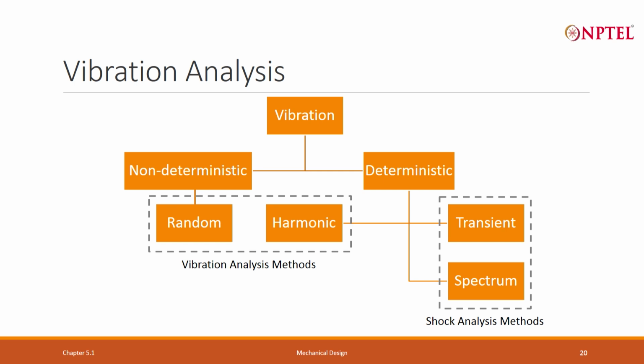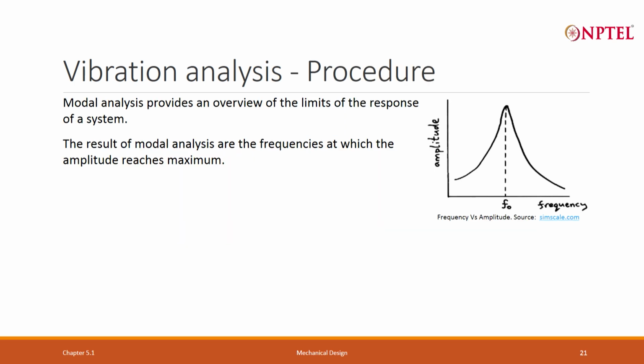Okay? So, now we will move to the vibration analysis procedure. The first thing in a vibration analysis is to do a modal analysis. What is modal analysis? Generally, you try to find out the frequencies where the amplitude becomes maximum. In other words, we call that the natural frequencies also. The frequency at which the amplitude becomes maximum is known as the natural frequency.